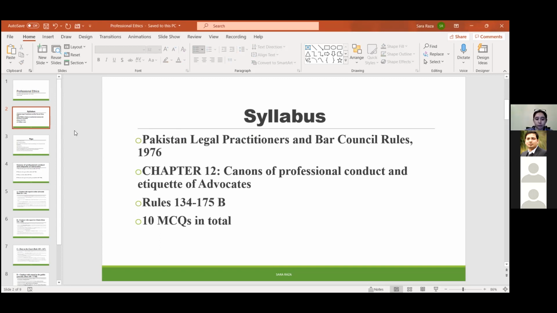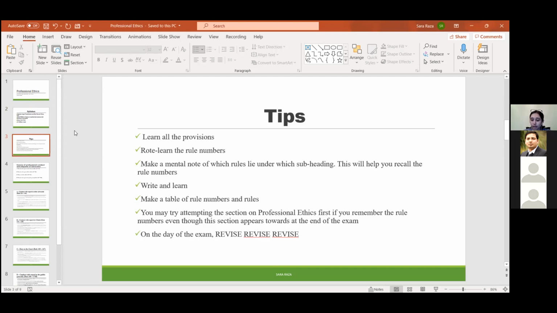There are 10 MCQs in total on the exam on professional ethics, and this chapter discusses the duties and responsibilities of advocates in Pakistan. There are some tips that I want to share with all of you, because when I appeared for the law GAT, I realized these were things that we did not know. So it would be helpful if you focus on studying this topic by keeping these tips in mind.